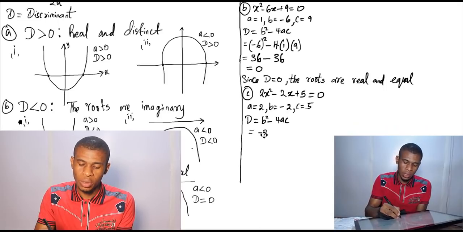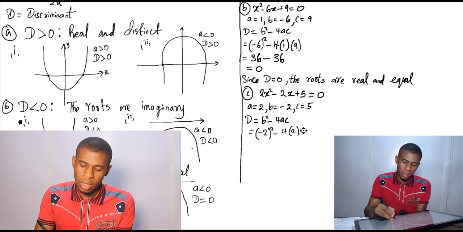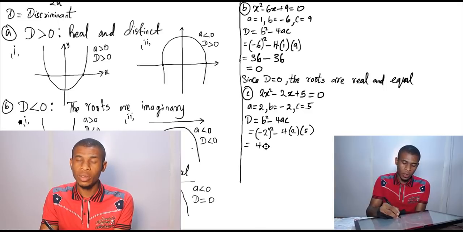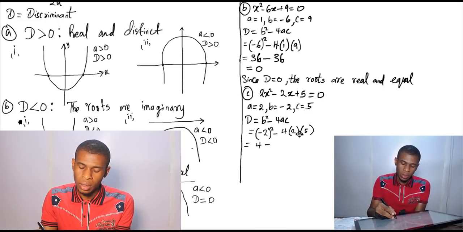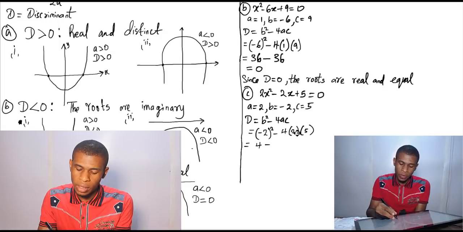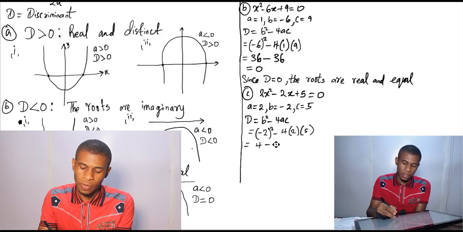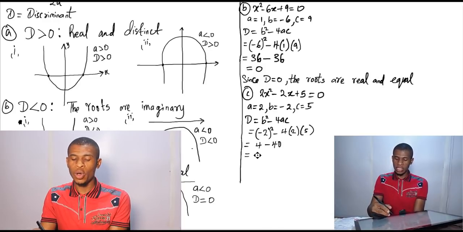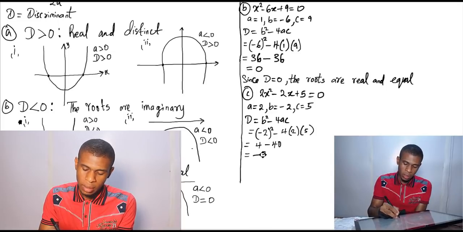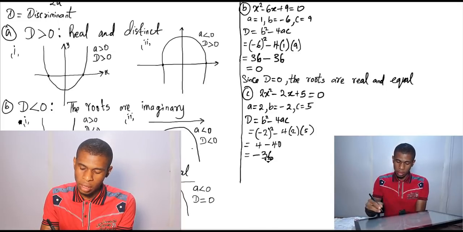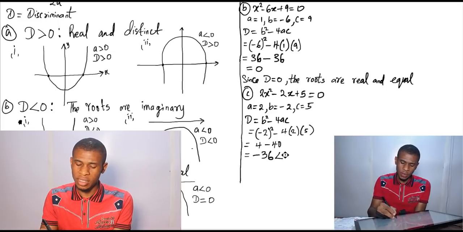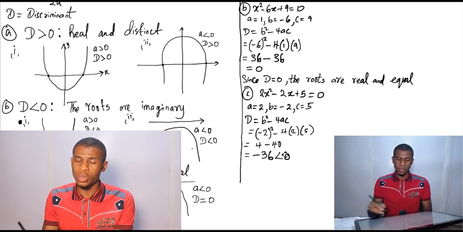You substitute: b is minus 2 all squared, minus 4ac, a is 2, c is 5. Minus 2 all squared is 4. I have minus 4 here, so I'll get negative 4 times 2, 8 times 5. 8 times 5 is 40. So 4 minus 40 is minus 36. I can see minus 36 is definitely less than 0.